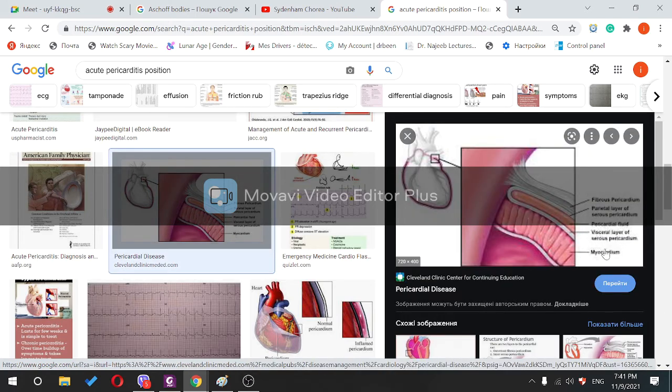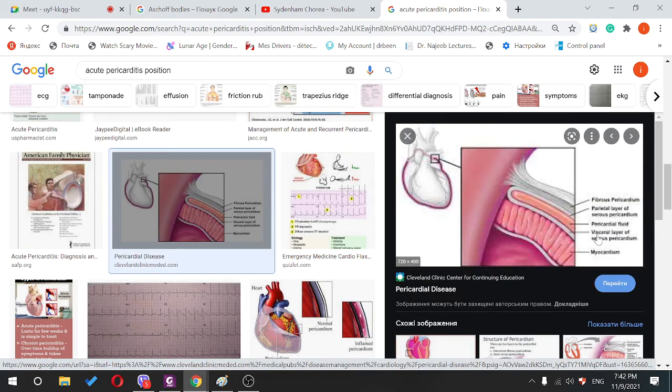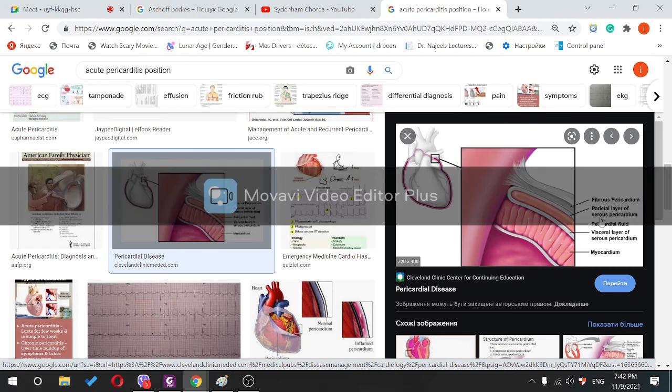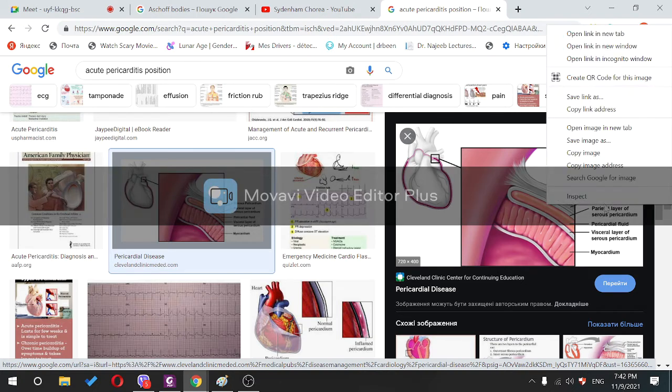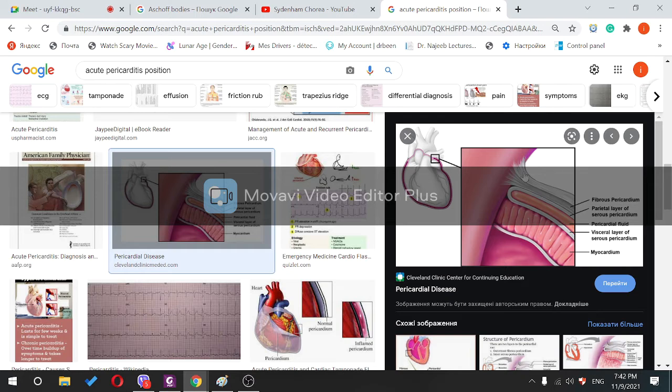Okay, so you can see here the visceral layer, and you can see here the pericardial fluid, and here you can see the what? The parietal layer. Keep in mind that all of the inflammation is happening in the serous pericardium, not the fibrinous. Fibrinous is not touched. Okay, let me send you this, guys.